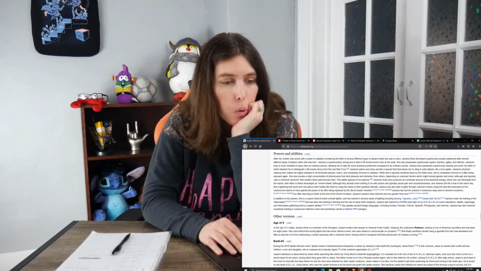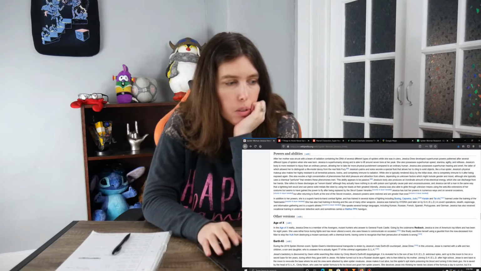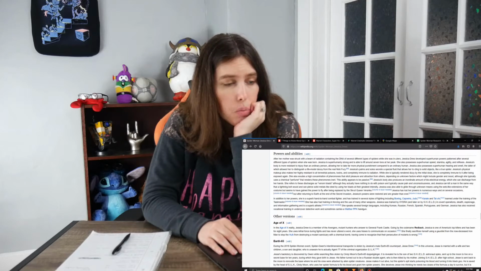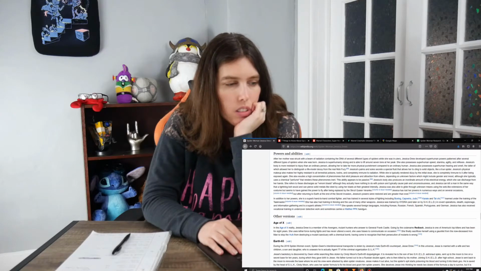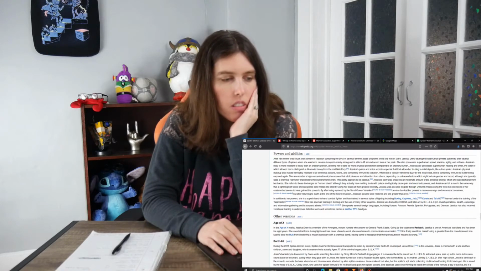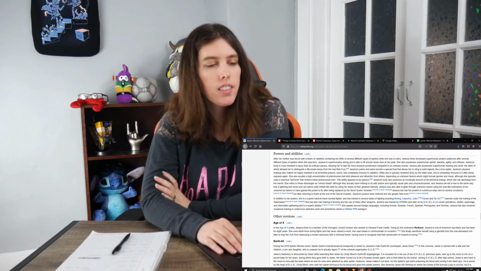She's immune to poison. She might be dizzy by the first dose, but then she's completely immune afterwards. Oh, and she exudes a high concentration of pheromones that elicit pleasure and attraction from others. She uses a chemical perfume that renders the pheromones inert. That's completely opposite of how it was described earlier.